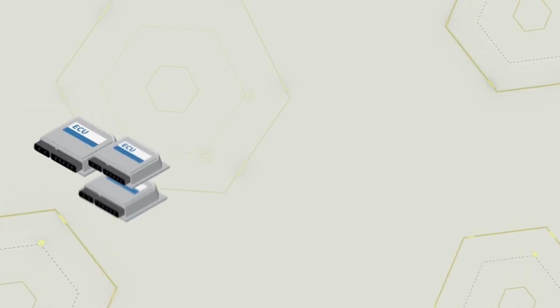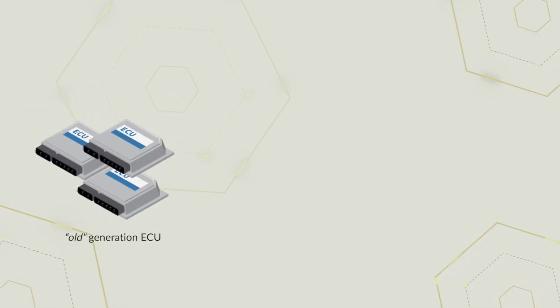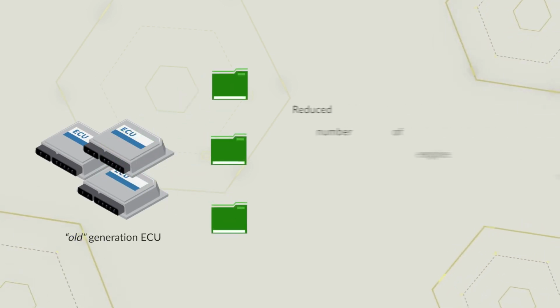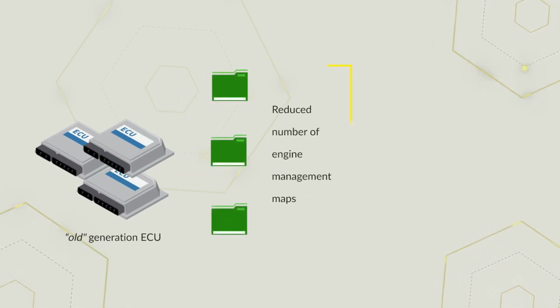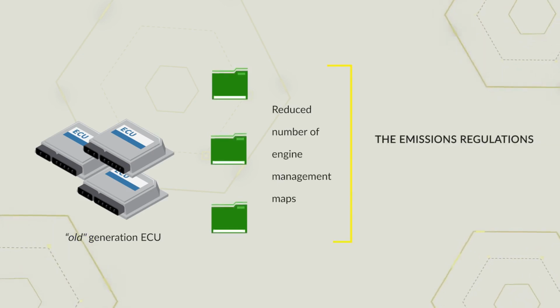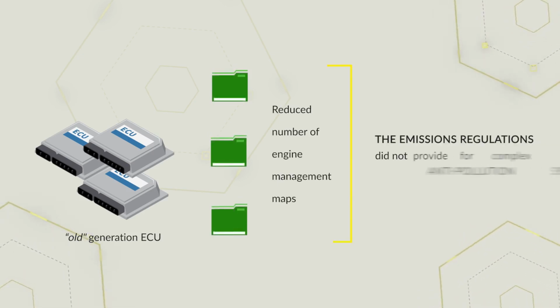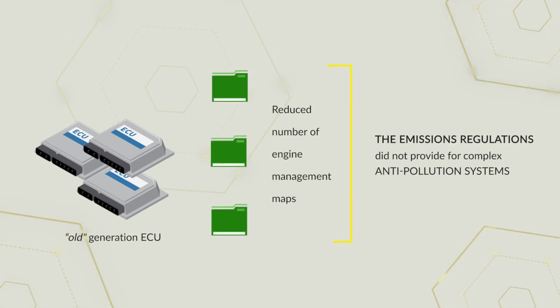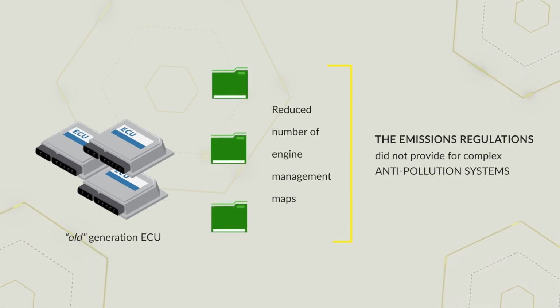Precisely for this reason, we can find various old generation control units with relatively simple original files and a reduced number of engine management maps, simply because the emissions regulations in the past did not provide for complex anti-pollution systems, so even the ECUs were not technologically cutting edge.